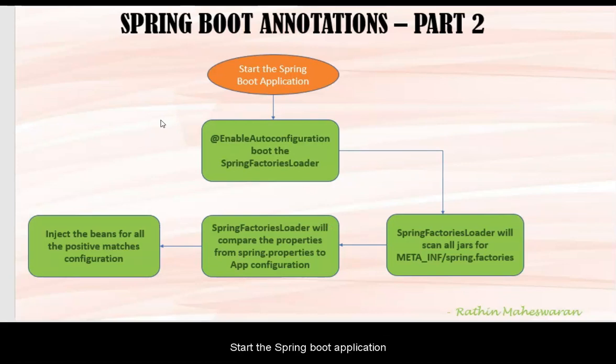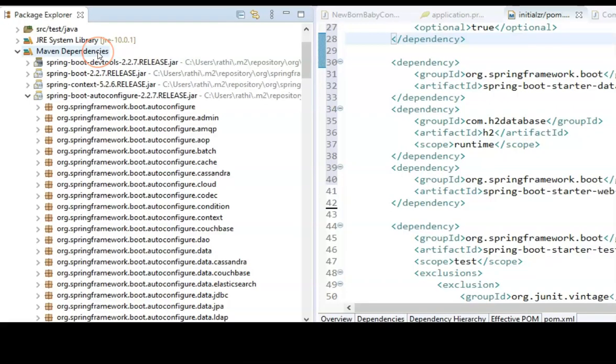When you start the Spring Boot application, @EnableAutoConfiguration will boot the SpringFactoriesLoader, and then SpringFactoriesLoader will scan all the jars for META-INF/spring.factories. Then it will compare the properties from spring.factories to the app configuration. And finally, it will inject all the beans for the positive matches configuration.